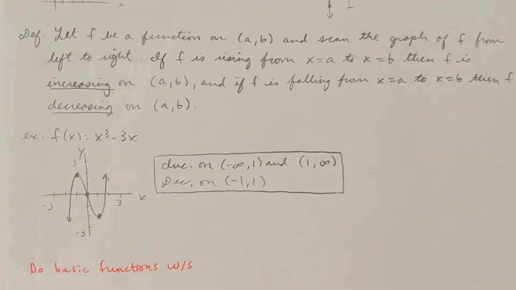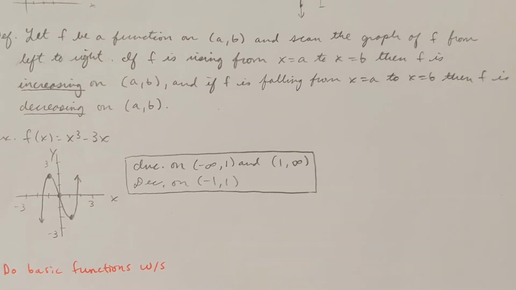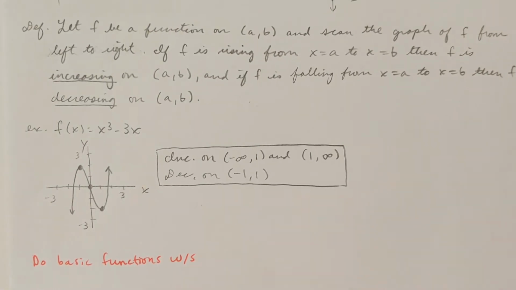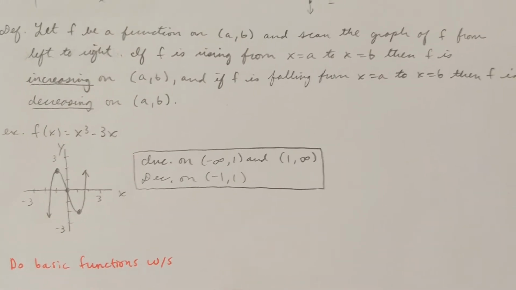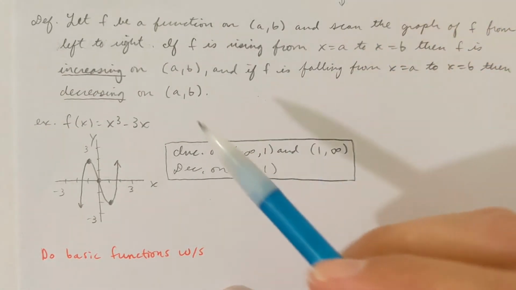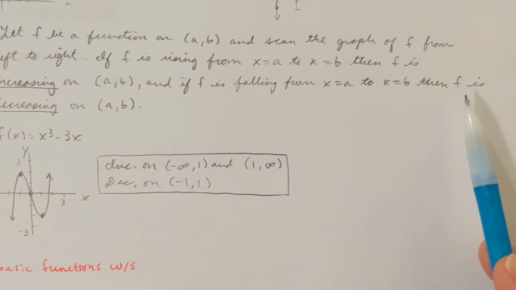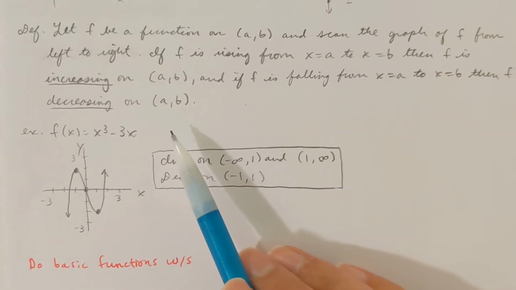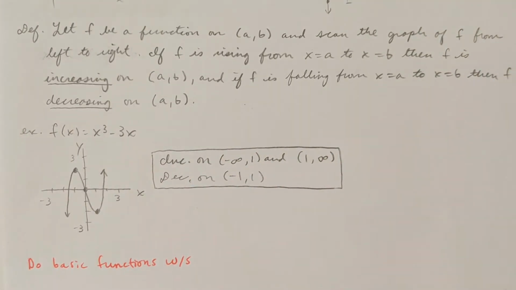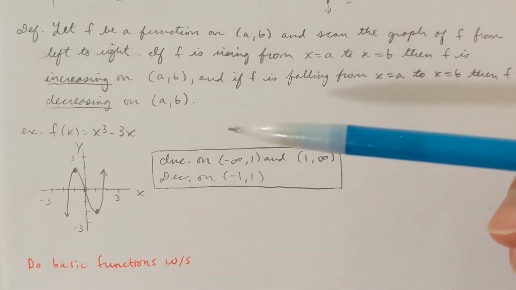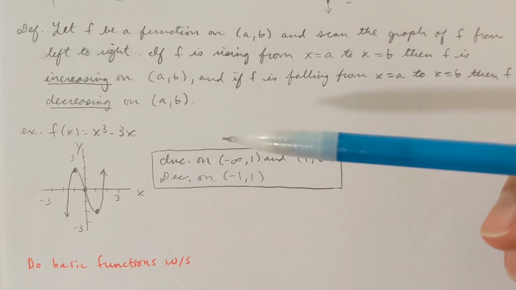Okay, we are in section 1.4. Let f be a function on an open interval (a, b), and scan the graph of f from left to right. If f is rising from x equals a to x equals b, then f is increasing on (a, b), and if f is falling from x equals a to x equals b, then f is decreasing on (a, b). Okay, so as an example, suppose that we have f of x equals x cubed minus 3x.